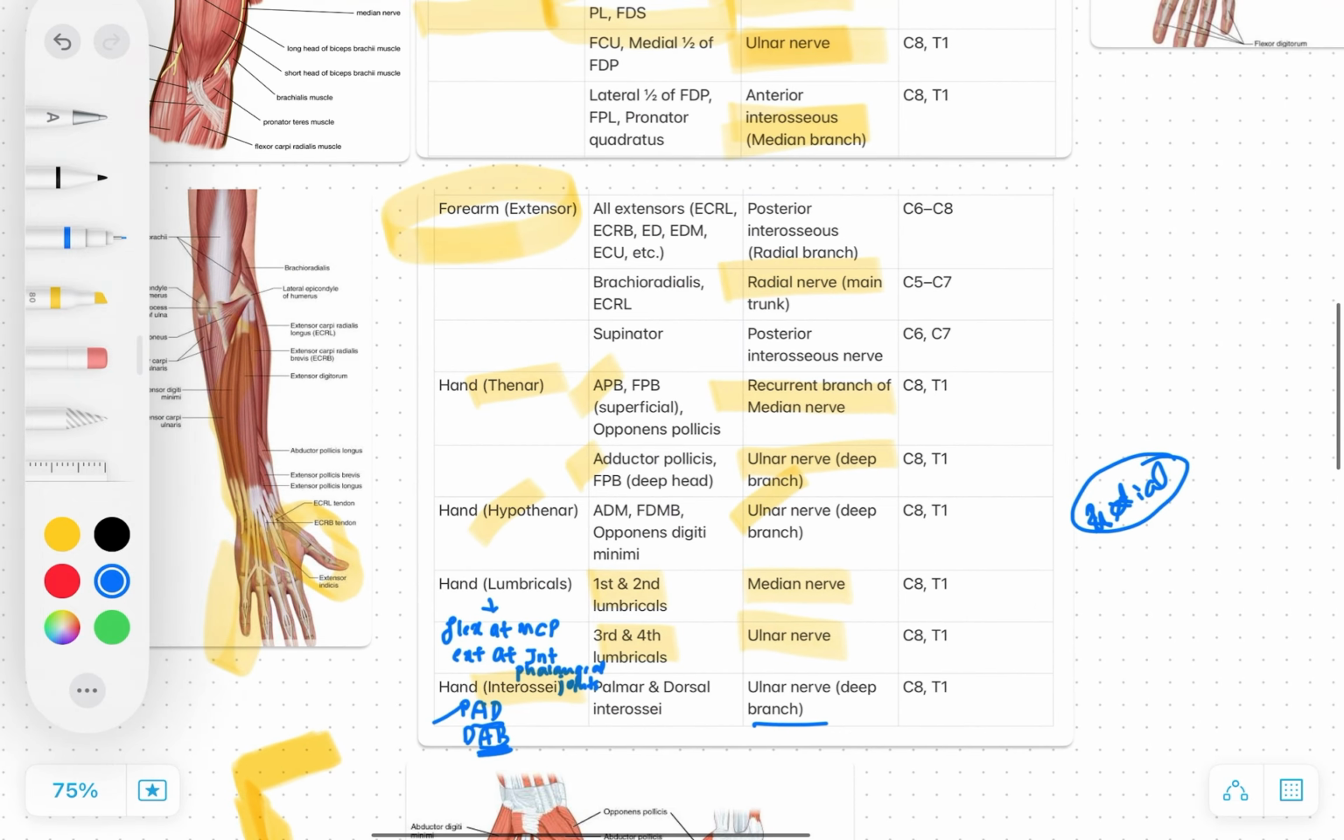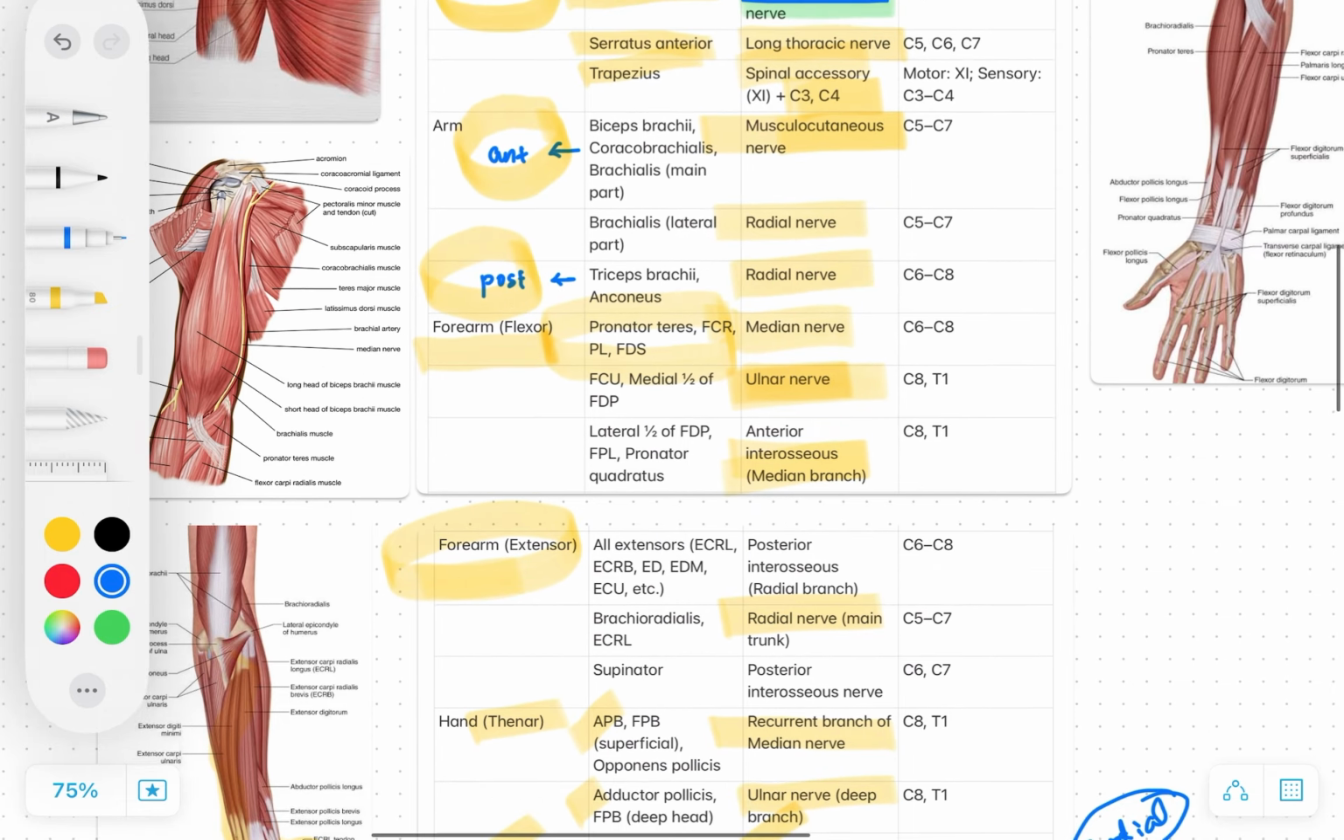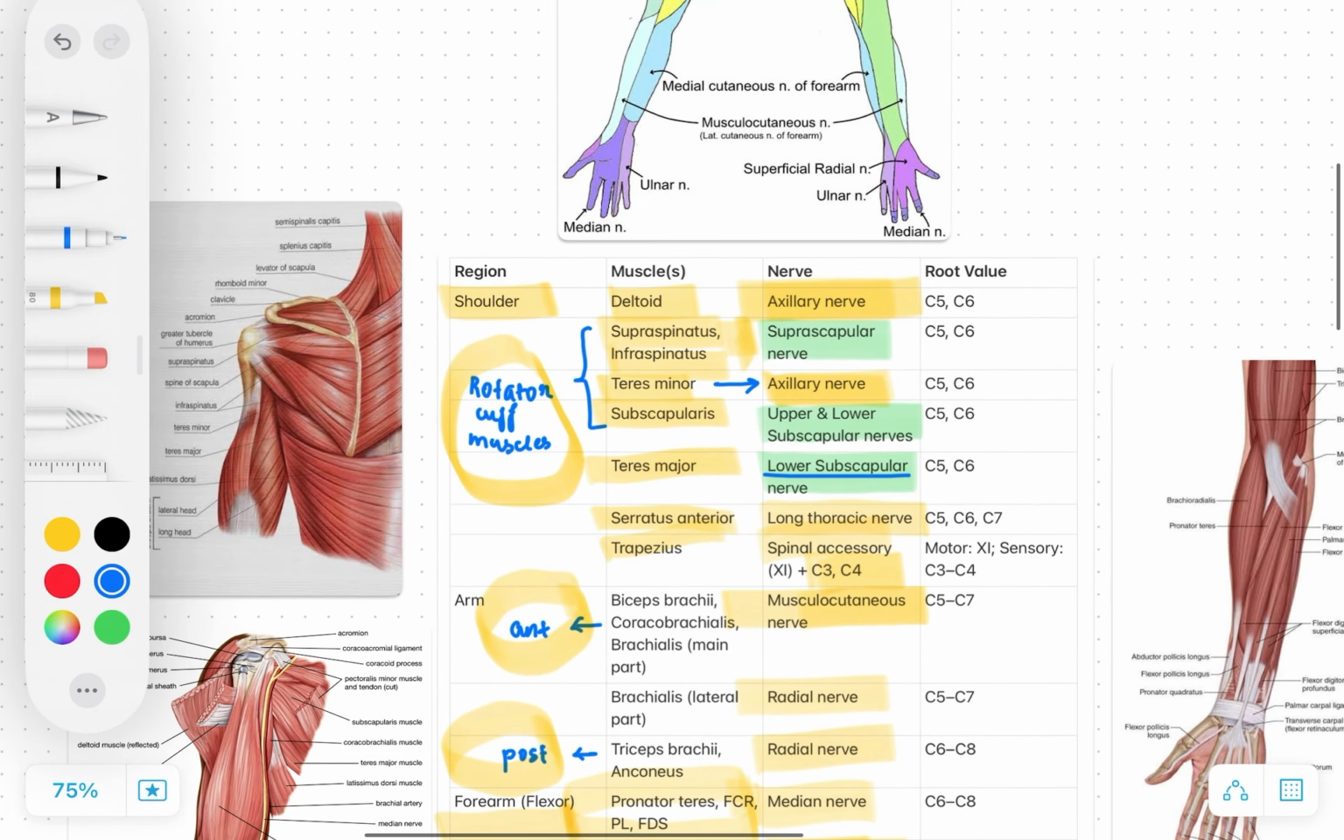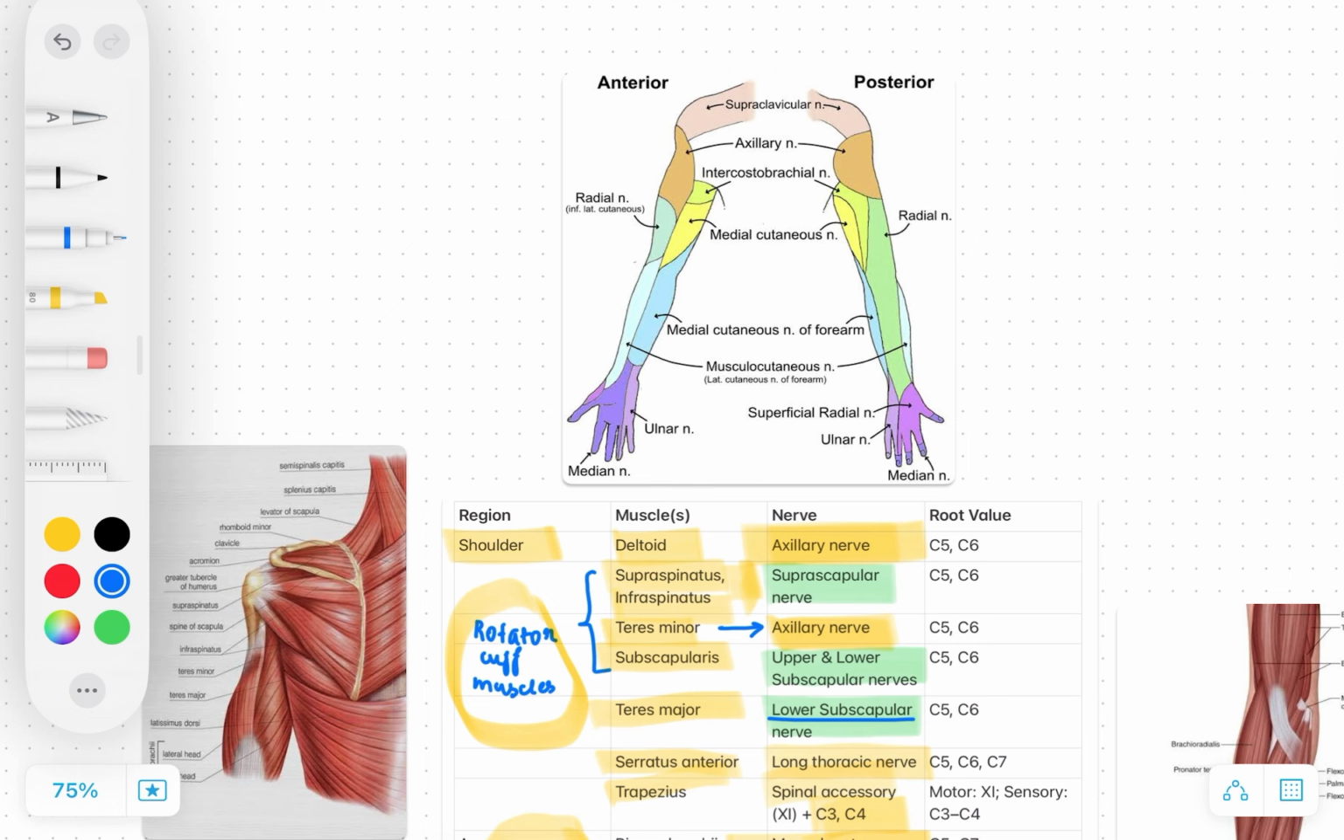So one thing we have to know is that no intrinsic hand muscles are supplied by the radial nerve. Most of the medial side muscles are supplied by the ulnar nerve. Most of the lateral side, palmar side muscles are supplied by the median nerve. If it is on the dorsal side or extensor side, then laterally it will be supplied by the radial nerve. Medially it will be by the ulnar nerve. So this is a general view.